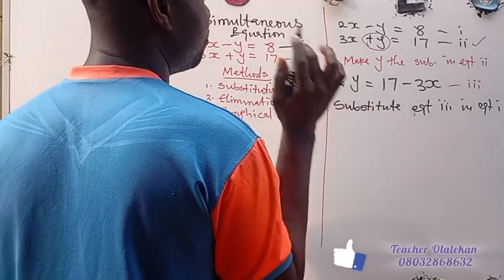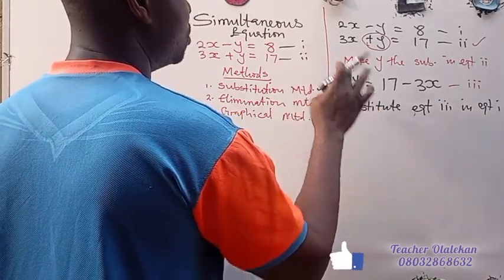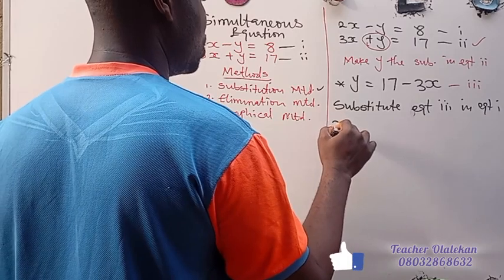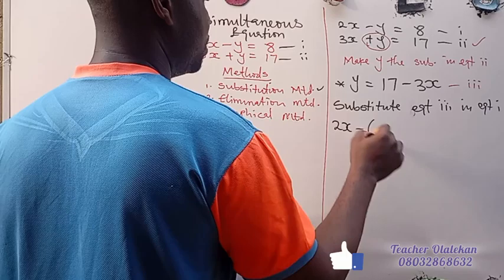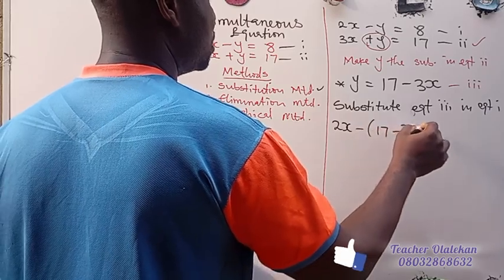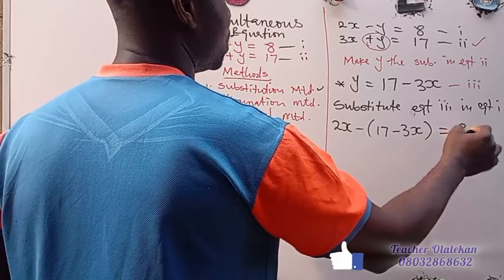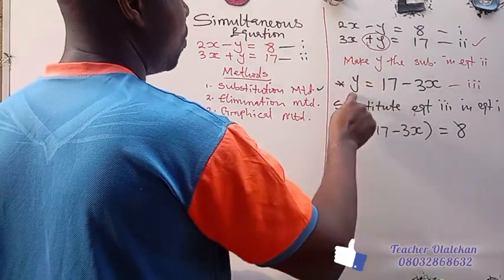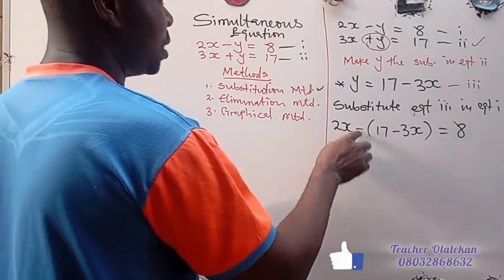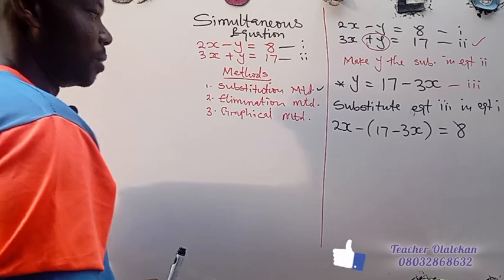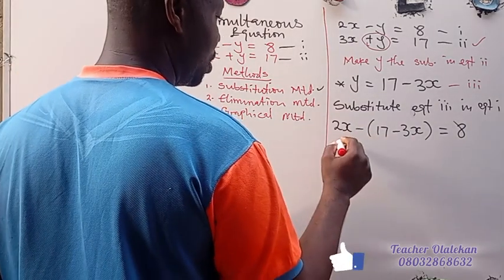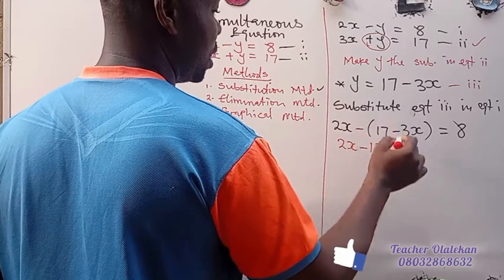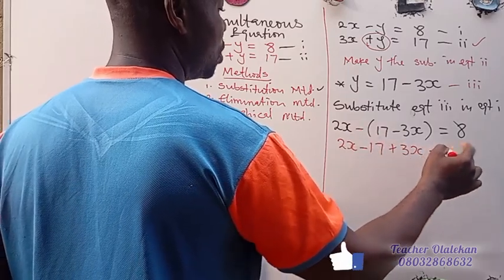Anywhere we see y in equation 1, we write 17 minus 3x. So that becomes 2x minus bracket 17 minus 3x bracket close is equal to 8. This 17 minus 3x is the value of our y, and the negative sign is what defines it. So we open the brackets. That becomes 2x minus 17 plus 3x is equal to 8.